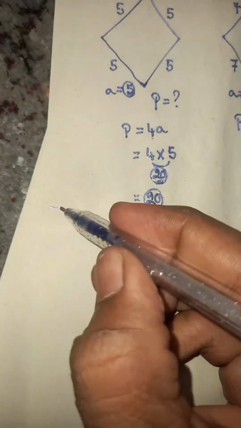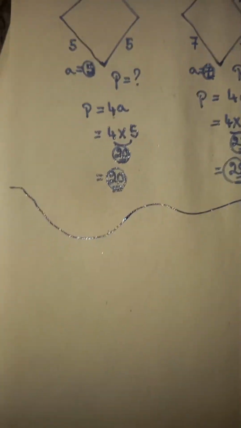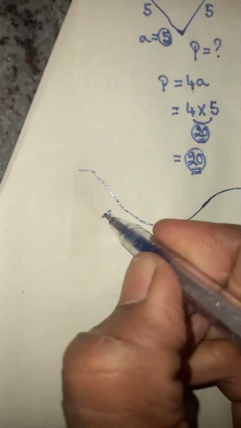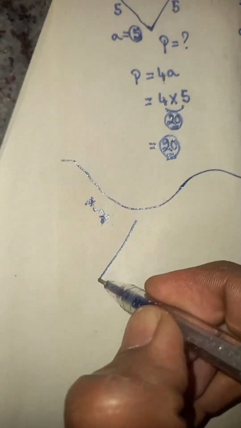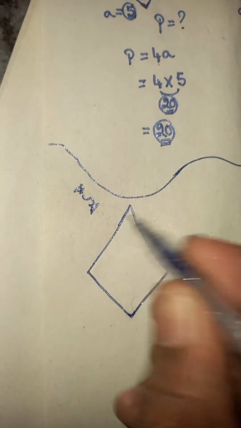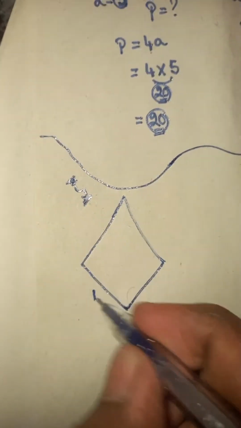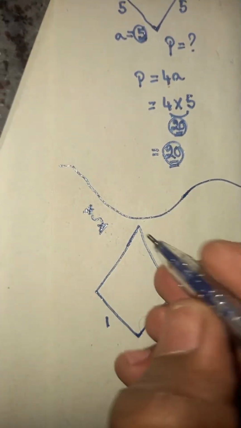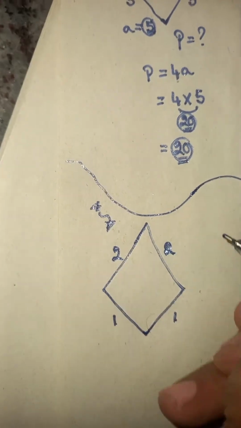Let's take my next picture. The next shape we're going to take is known as a kite. In this kite, the two below sides are going to be the same length, and the two above sides are going to be the same length. Now find out the perimeter of the kite.